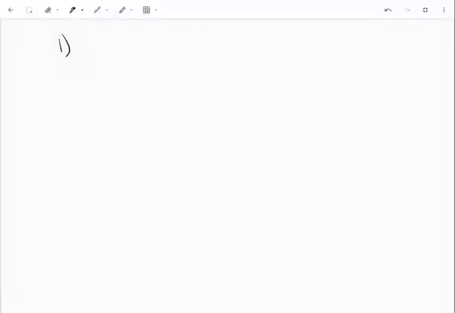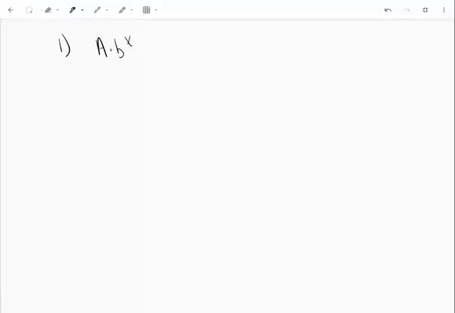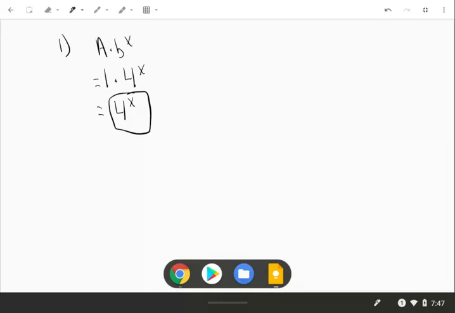So we are going to fill in our exponential growth formula. Our initial value in this case, we start off with one trapezoid, so it'll be 1 times 4 to the power of x because it quadruples. Remember, I talked about this last week. Because my initial value is 1, I could just say that my equation is 4 to the power of x, because 1 times anything is itself. So that is my equation for the number of trapezoids, 4 to the power of x.